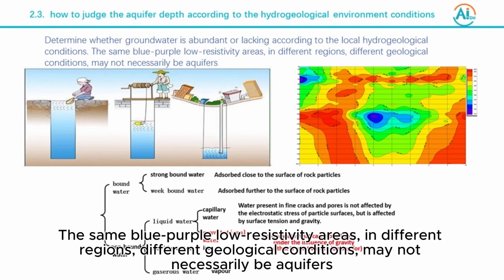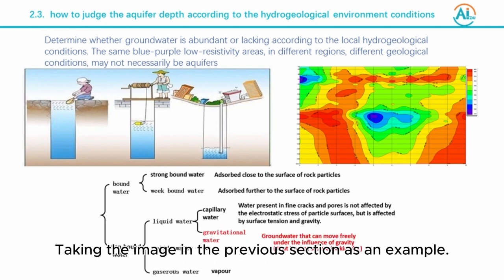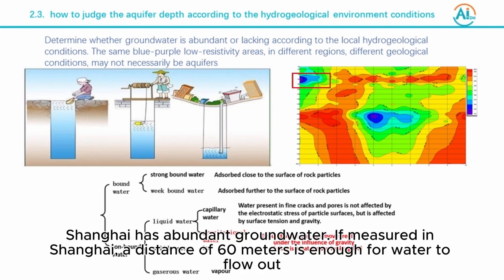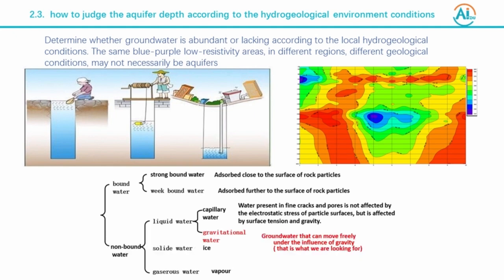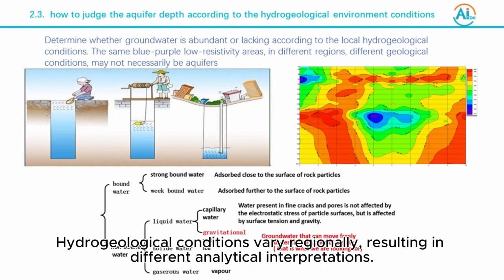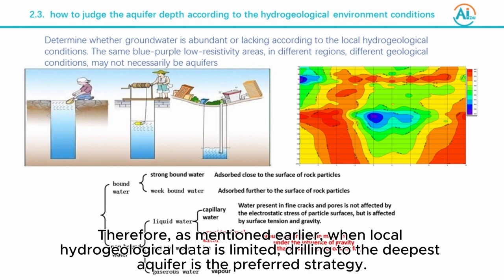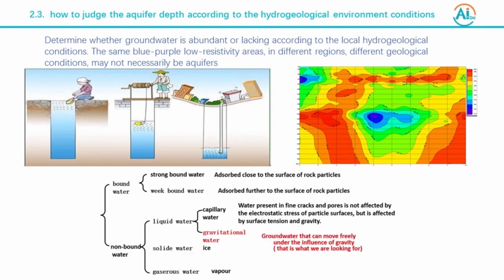The same blue-purple low resistivity areas in different regions, with different geological conditions, may not necessarily be aquifers. Taking the image in the previous section as an example, Shanghai has abundant groundwater. If measured in Shanghai, a distance of 60 meters is enough for water to flow out. However, in northwest China, where water resources are scarce, the same depth of 60 meters may not yield water. Hydrogeological conditions vary regionally, resulting in different analytical interpretations. Therefore, as mentioned earlier, when local hydrogeological data is limited, drilling to the deepest aquifer is the preferred strategy.